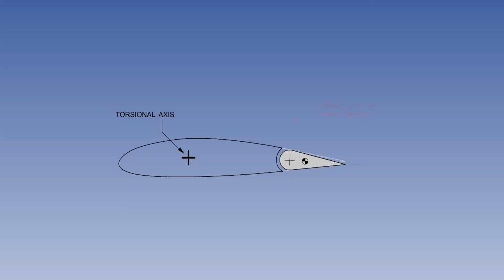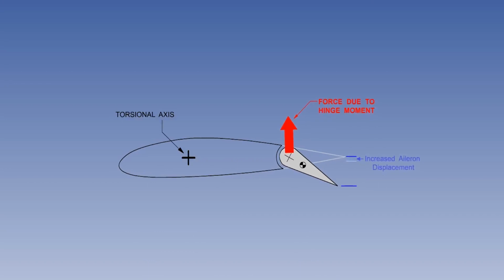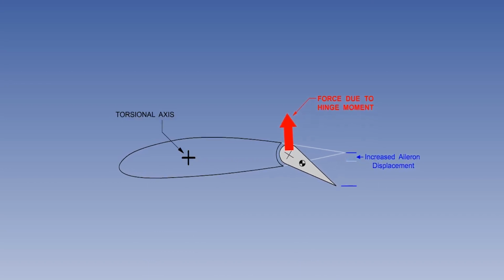When an aileron is deflected downwards into the airflow, an aerodynamic force will be generated, acting upward at the hinge line. This aerodynamic force will twist the wing about its torsional axis and start to wind up the wing like a spring.